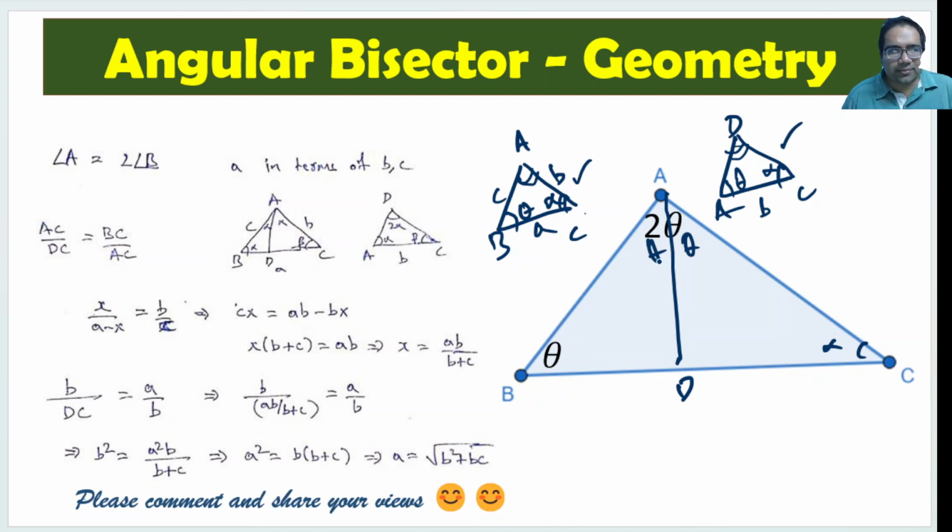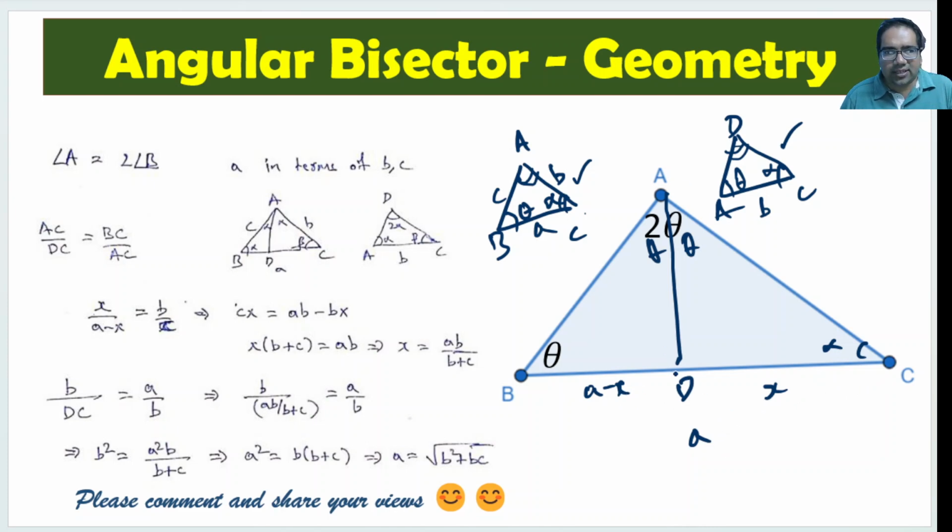Now let's do one more thing. Let's call this X. Then this whole side is A, so this becomes A minus X, since the total is A.